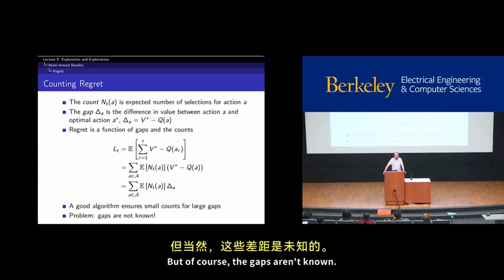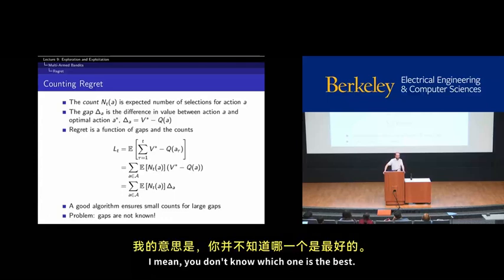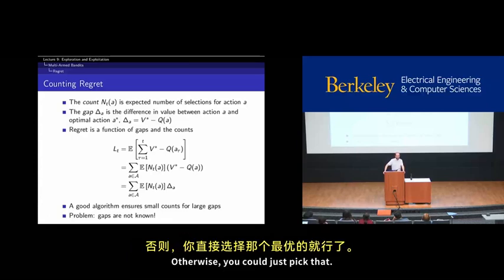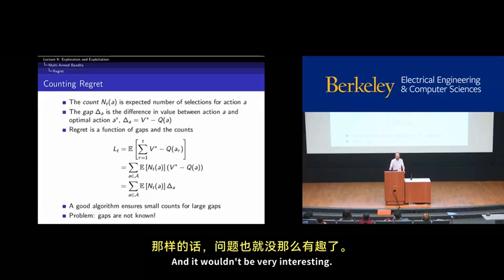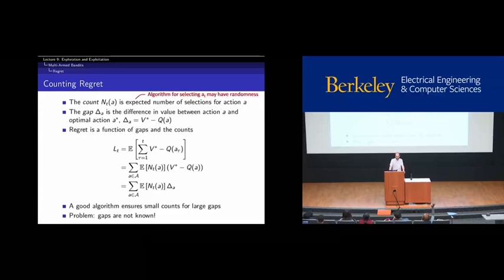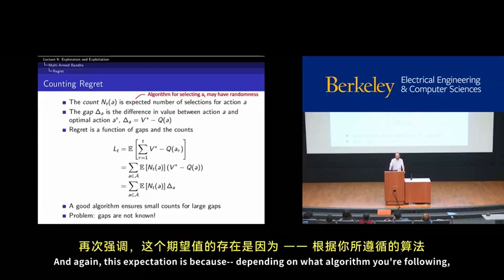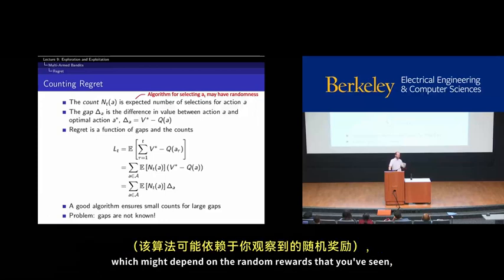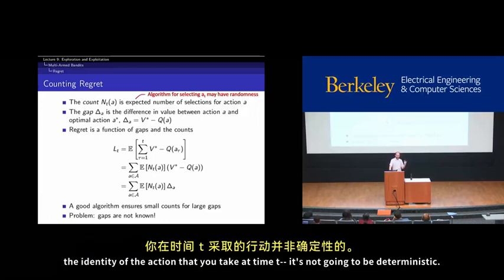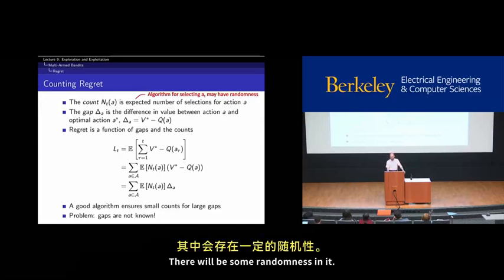But of course, the gaps aren't known. You don't know which one is the best. Otherwise, you could just pick that, and it wouldn't be very interesting. And again, this expectation is because depending on what algorithm you're following, which might depend on the random rewards that you've seen, the identity of the action that you take at time t is not going to be deterministic. There will be some randomness in it.